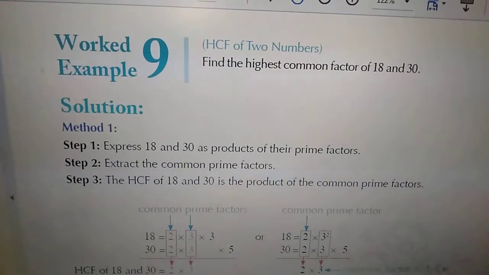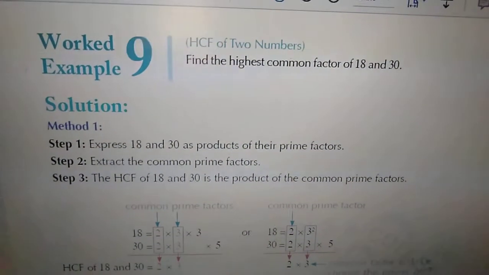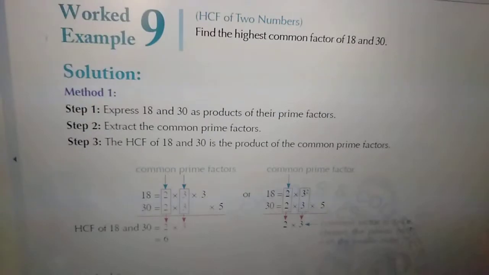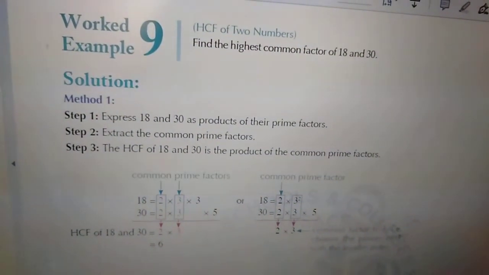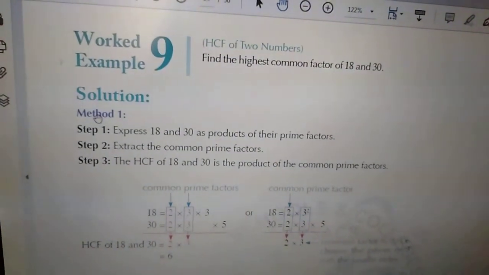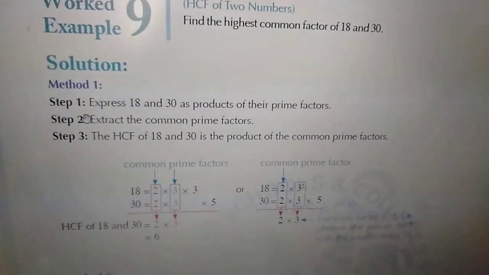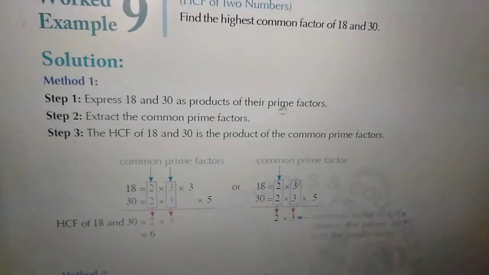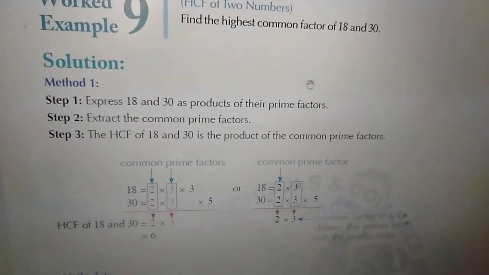Now I am going to show you a question related to HCF. This is solved example number 9 from your book. We have to find the highest common factor of 18 and 30. So how can we find it? I'm going to explain method 1 for you. In step 1 we express 18 and 30 as a product of their prime factors. I have told you earlier how to find the prime factors.